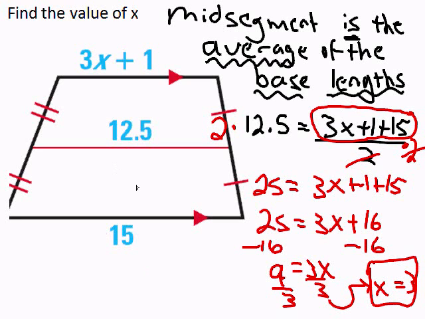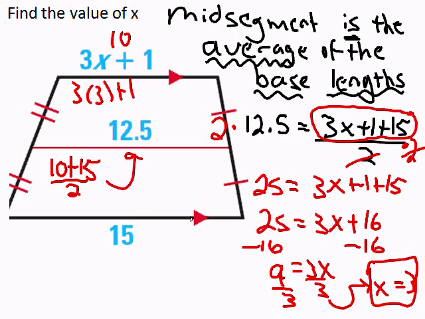Now if you want to check your answer, you can always put 3 back into x: 3 times 3 plus 1 is 9 plus 1, or 10. And 10 plus 15 divided by 2 should be our midsegment. 10 plus 15 is 25, divided by 2, which is 12.5. So that was just a quick check to see if our solution really worked. Not necessary, but a good idea to check your work in the end.